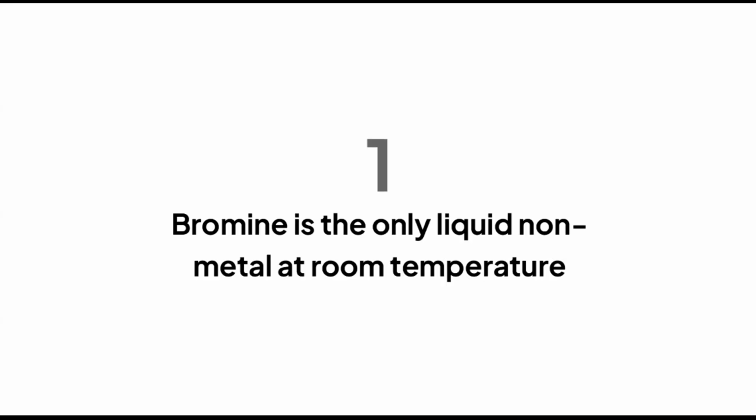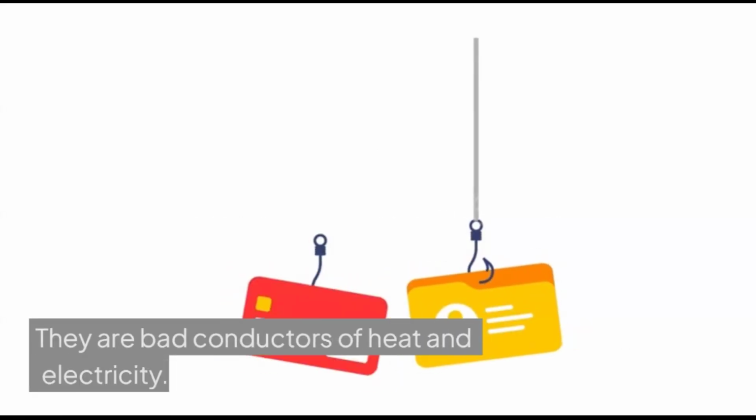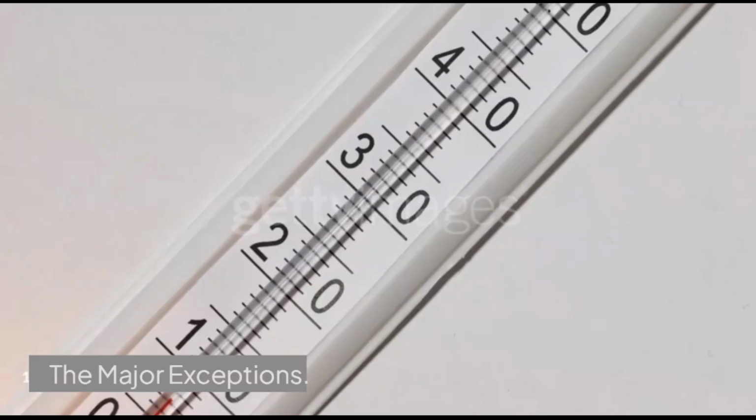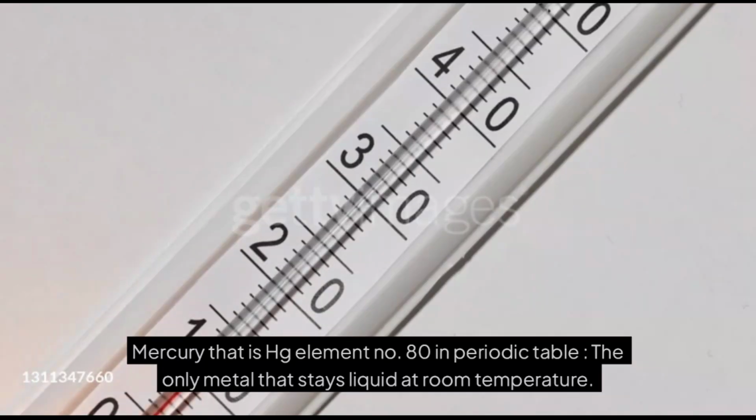Non-metals are found as solids or gases, with bromine as the lone liquid exception. They are bad conductors of heat and electricity. The major exceptions: mercury, that is Hg, element number 80 in the periodic table. The only metal that stays liquid at room temperature.